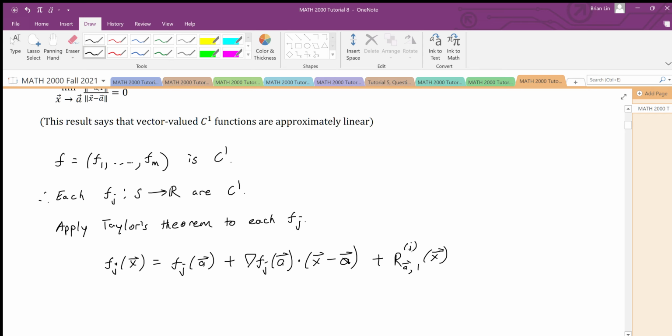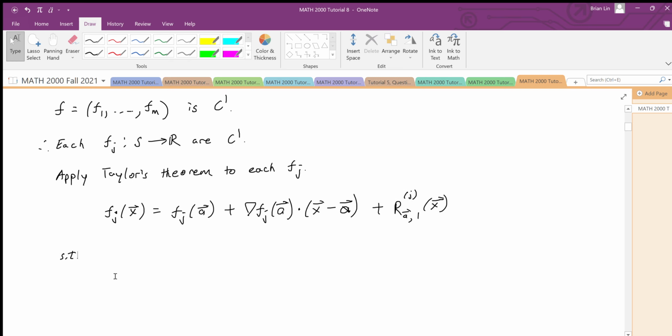And by Taylor's theorem, we know that the norm of rj goes to 0 faster than linearly. So the limit as x goes to a of the norm of the jth remainder at x goes to 0 faster than linearly. And this is the number 0.